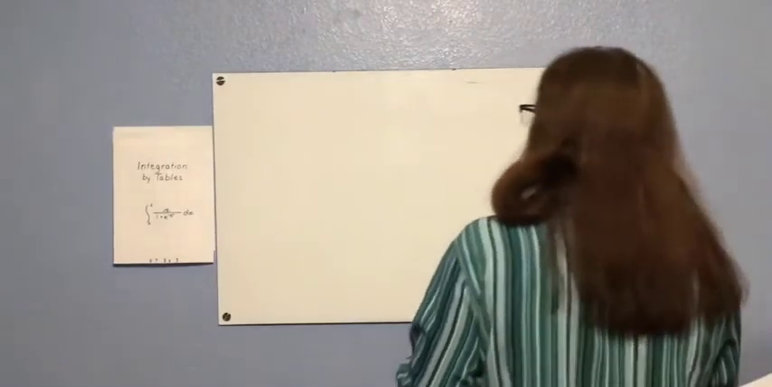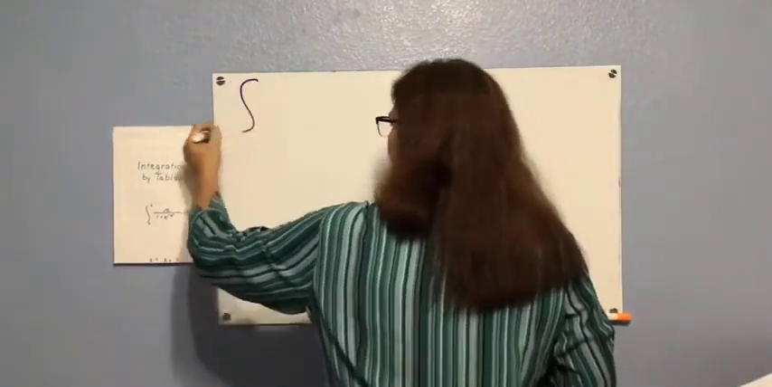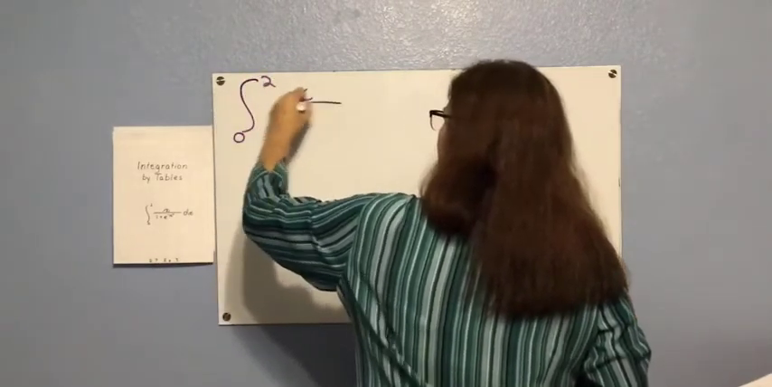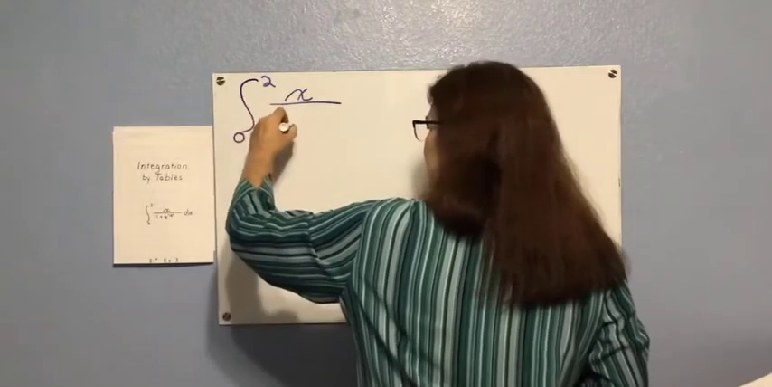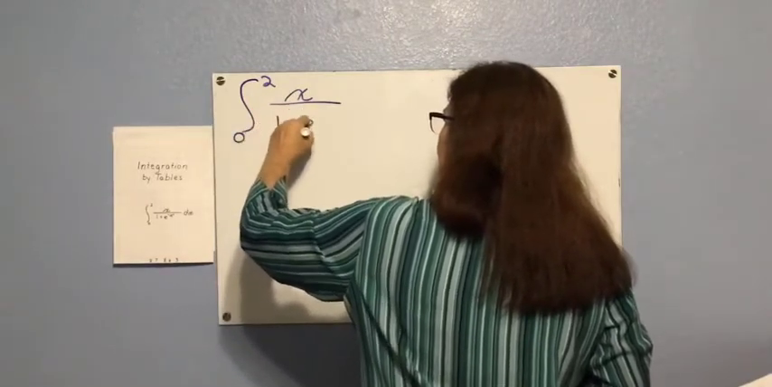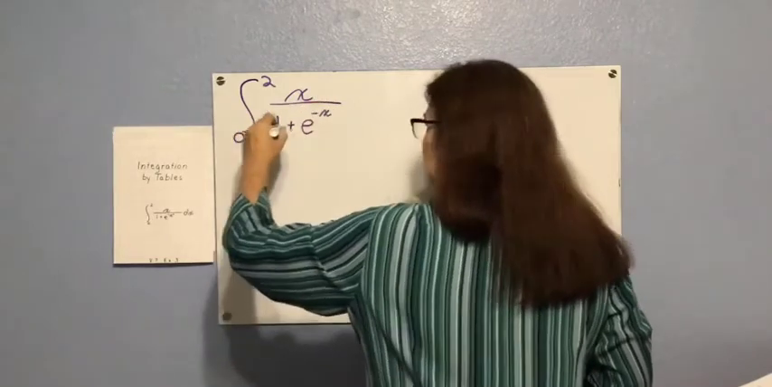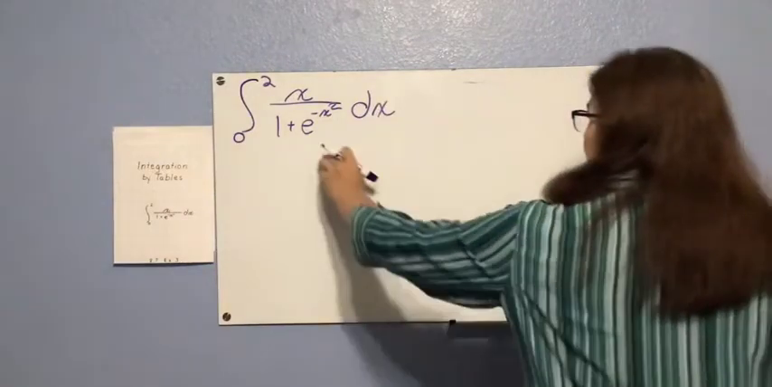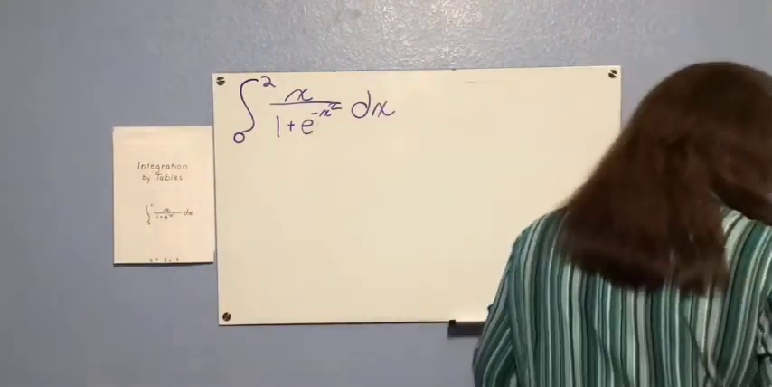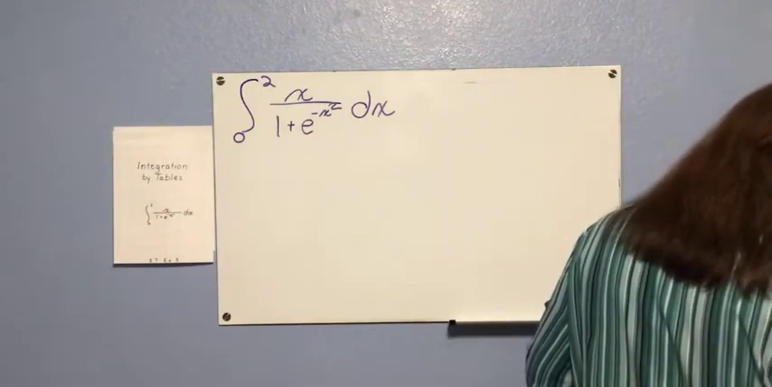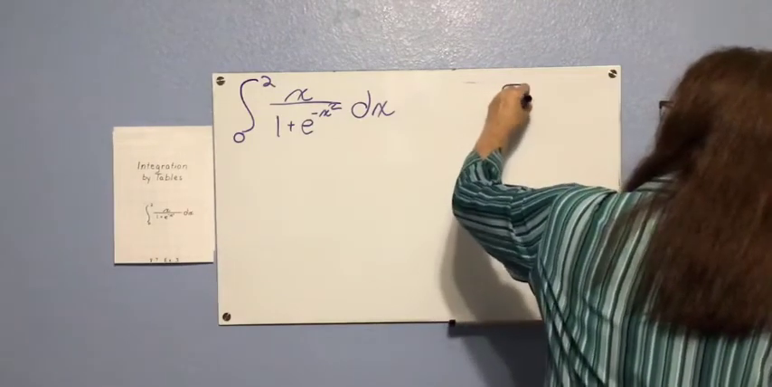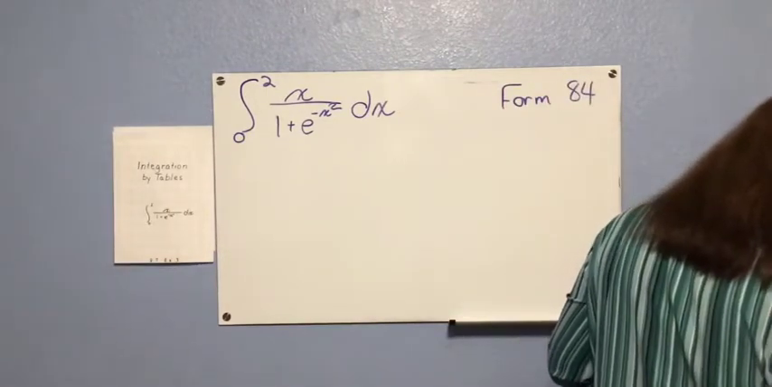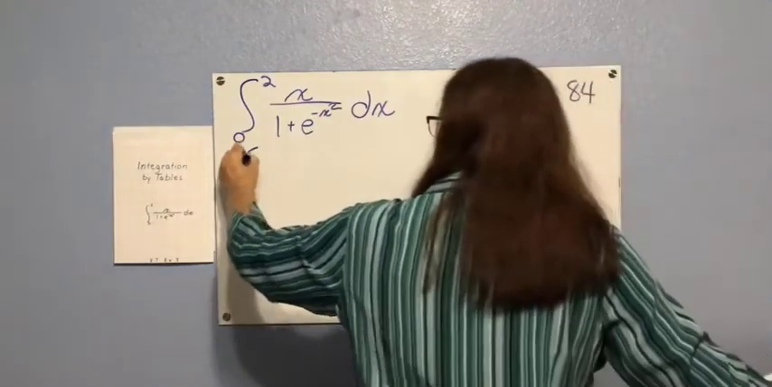Okay, let's do one more integration using tables. This time a definite integral from 0 to 2 of x over 1 plus e to the negative x squared dx. Okay? I see this e to the x forming here. So looking at the formulas that have that, I decided to go with formula 84, which looks like this.